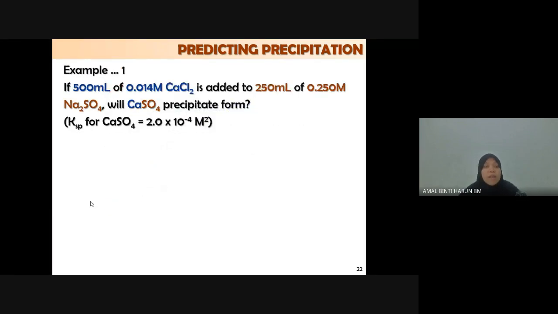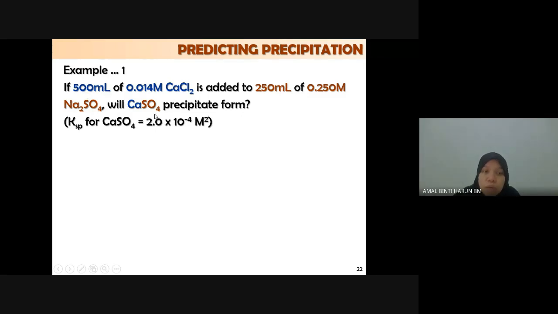Okay, contoh. We have 500 ml 0.014 M calcium chloride. Okay, ni satu solution. Added to 250 ml 0.25 molar sodium sulfate. Okay, so the reaction of calcium chloride and sodium sulfate akan menghasilkan calcium sulfate. Okay, so calcium chloride is a salt, sodium sulfate is a salt. So dua salt ni akan bercerai dan diorang akan bertukar pasangan.